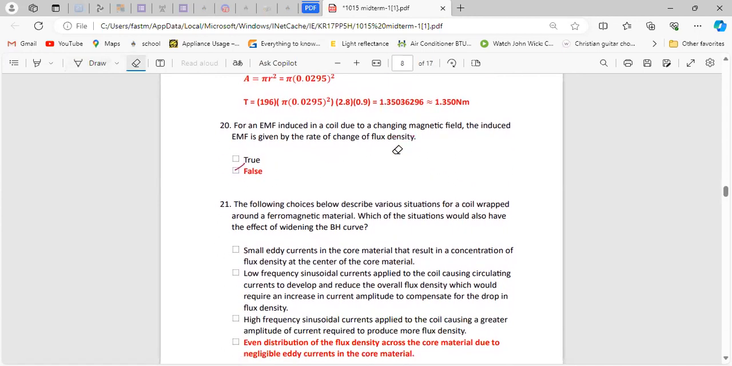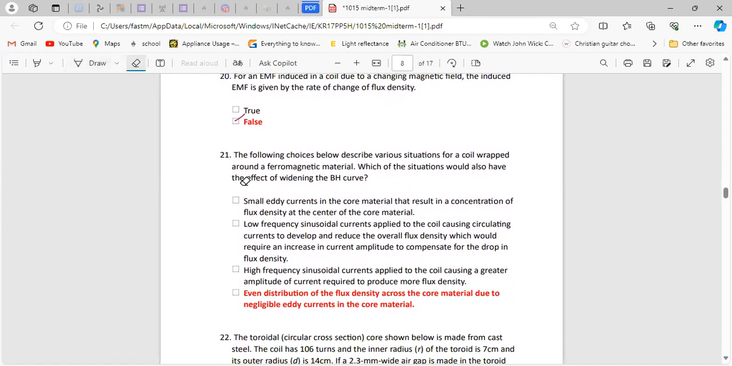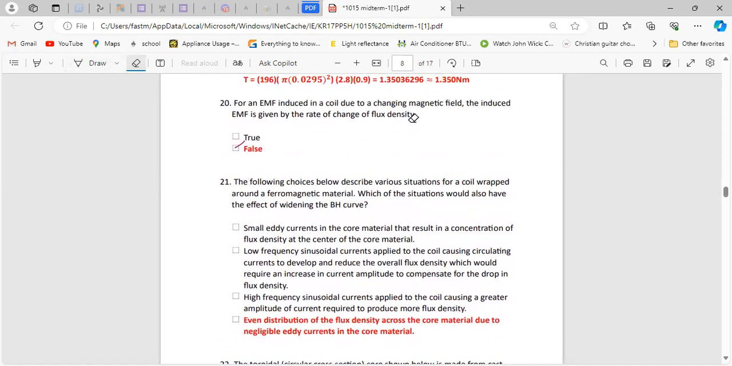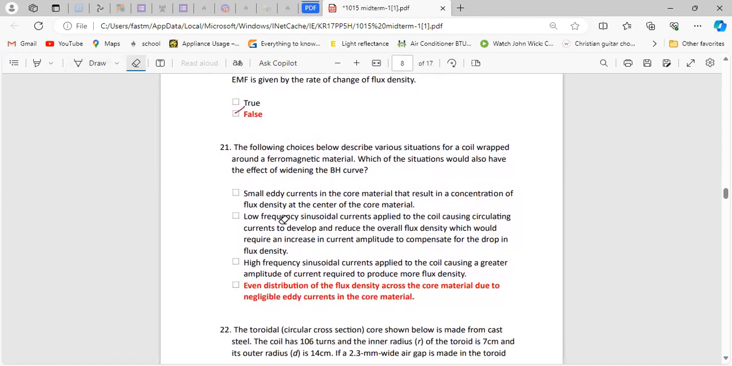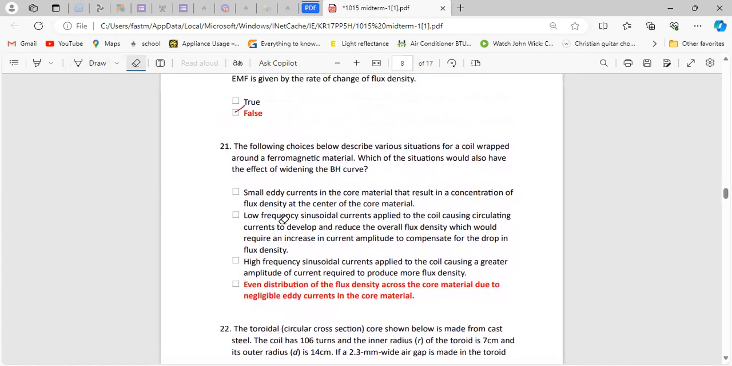Nice. Because of the density, that is why it becomes flux. Right? If you just leave it as flux, yeah. Alright, I want to go to these BH curves.